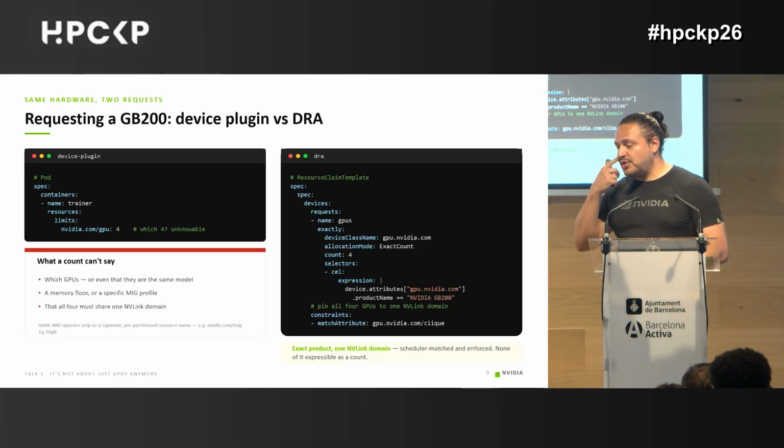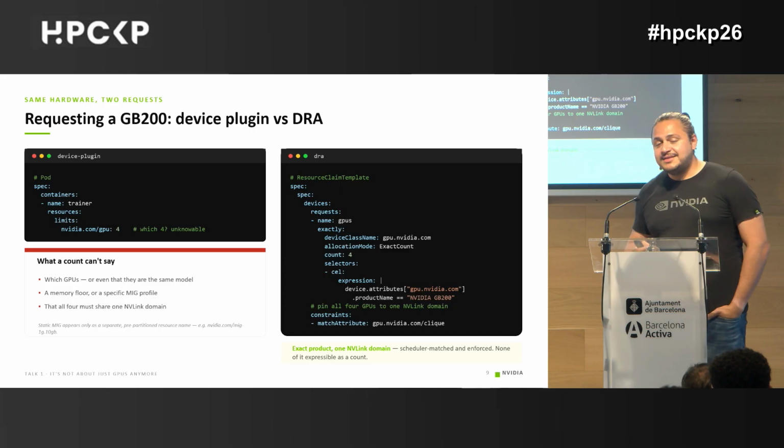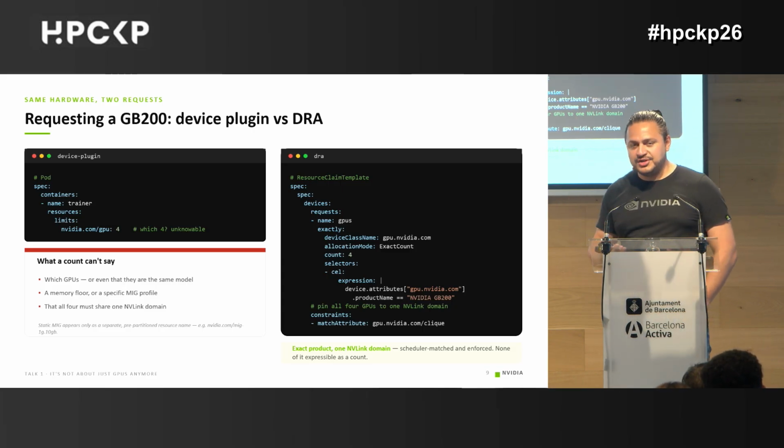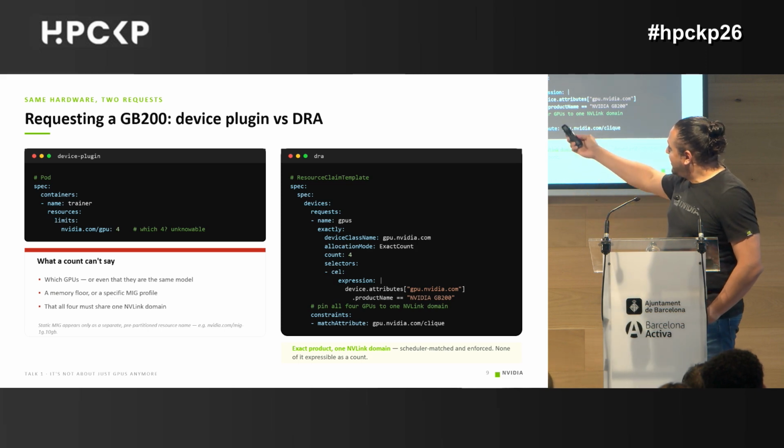This is how you can request a GB200. Let's say you have a GB200 cluster and nothing else, right? Like it's a homogeneous cluster. So you can simply say, give me 4 GPUs.